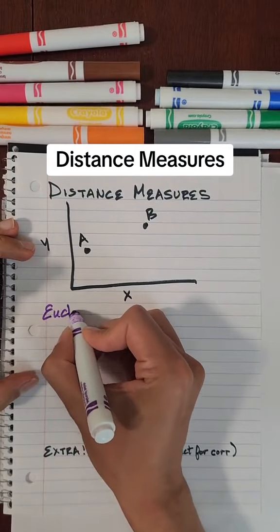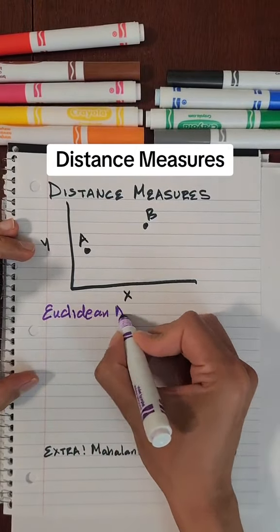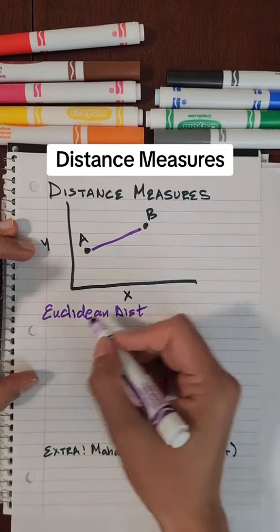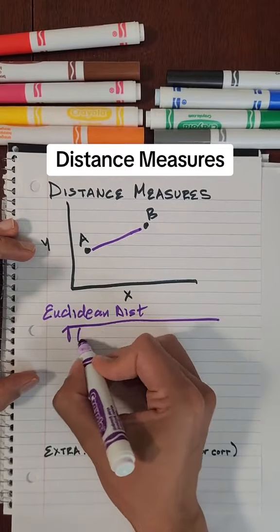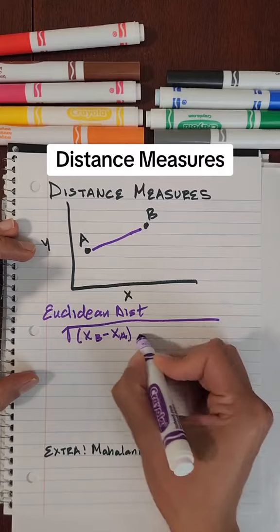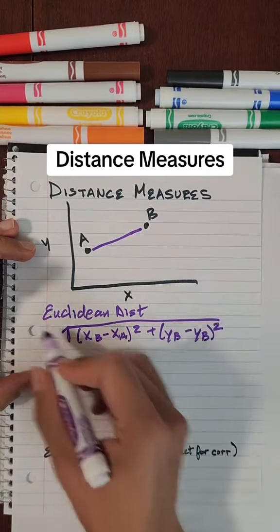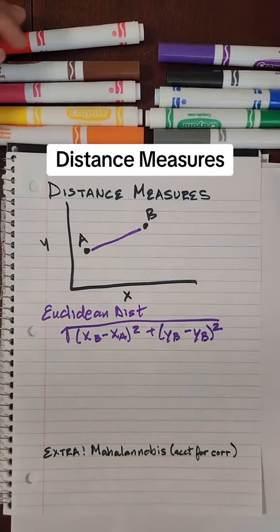One is what we learned in high school, which is Euclidean distance. That's pretty much just the straight line path between A and B. If you want to recall the formula from high school, it's pretty much the difference in x squared plus the difference in y squared, and take the square root of that. So yep, that's Euclidean distance.